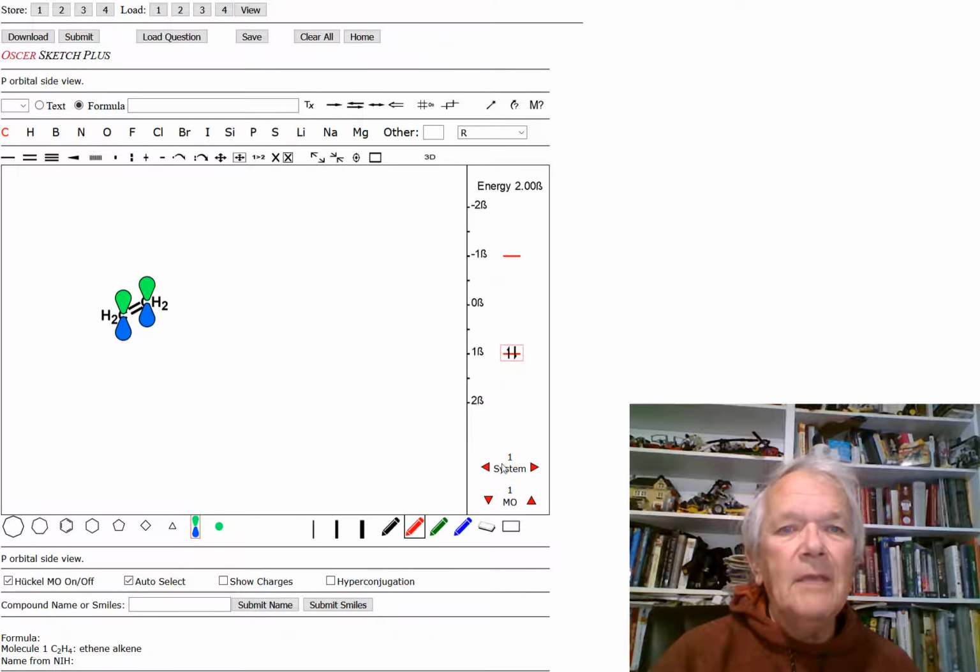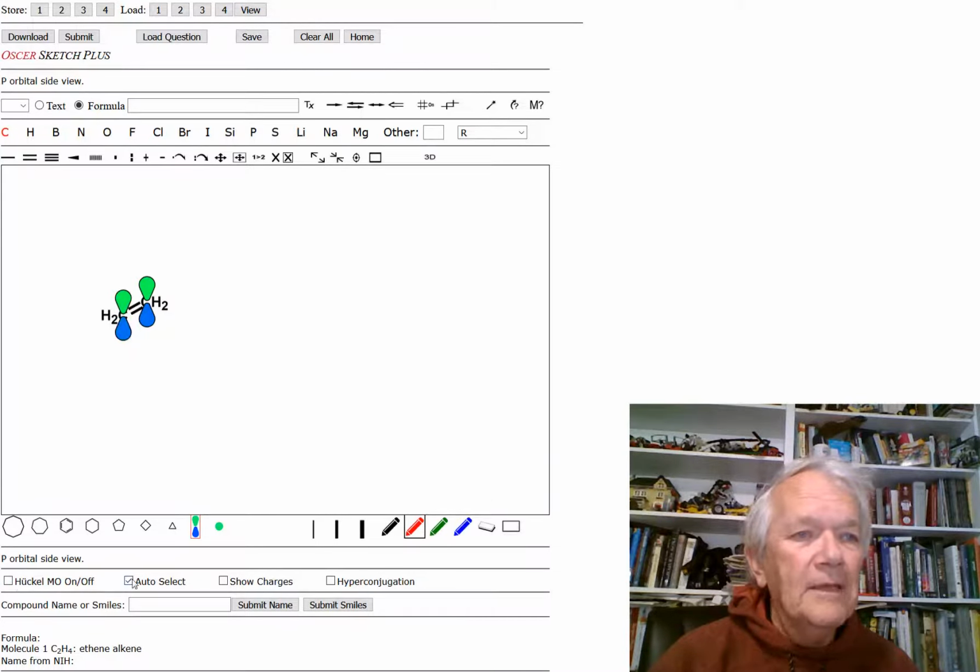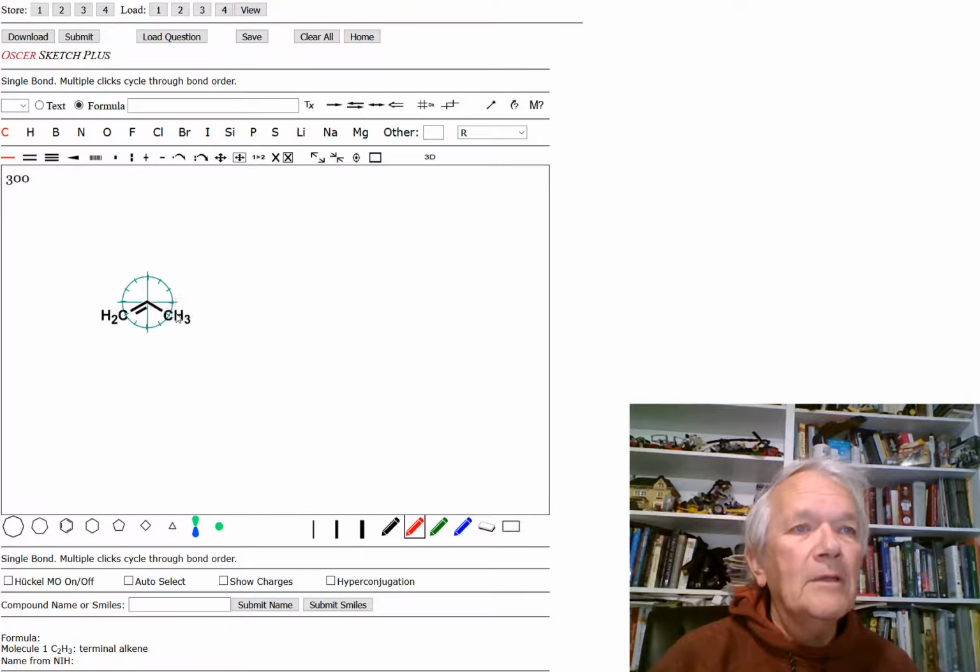Now we can see the antibonding orbital by going down here and clicking the up arrow, and now you see the box moved up here. This is now the empty orbital of ethylene. Now if that was all there was to it, we wouldn't need a program, but the fun comes in when we make the molecule longer. So let me turn the Hückel off for a second, and we'll go to butadiene.